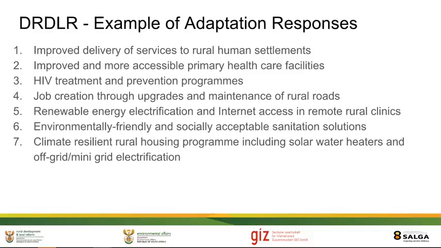Some of the responses included in the climate change adaptation strategy for the rural human settlements are aimed at adapting to climate change, and these include improving delivery of services to rural human settlements, improving and increasing accessibility to primary health care facilities, implementing HIV treatment and prevention programs, creating jobs through upgrades and maintenance of rural roads, installing renewable energy and internet infrastructure in remote rural clinics, developing environmentally friendly and socially acceptable sanitation solutions, as well as implementing climate-resilient rural housing programs, including solar water heaters and off-grid, mini-grid electrification.